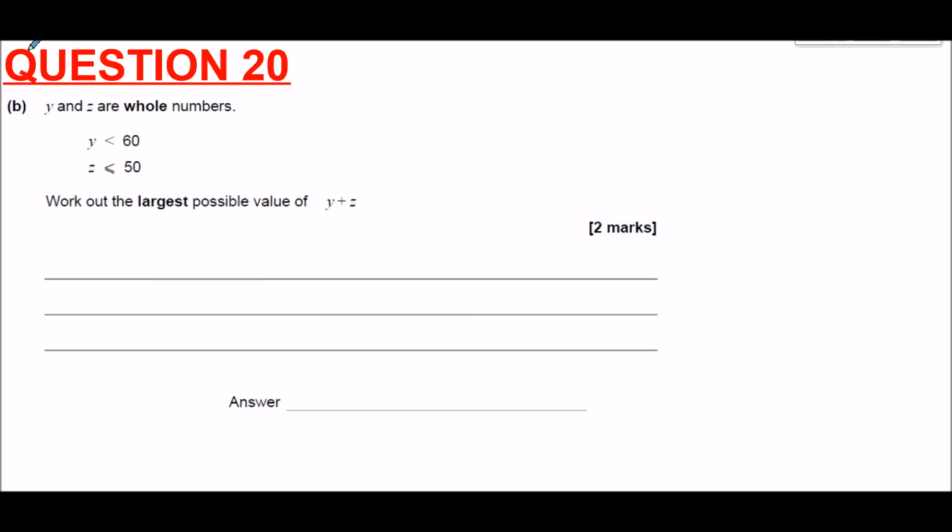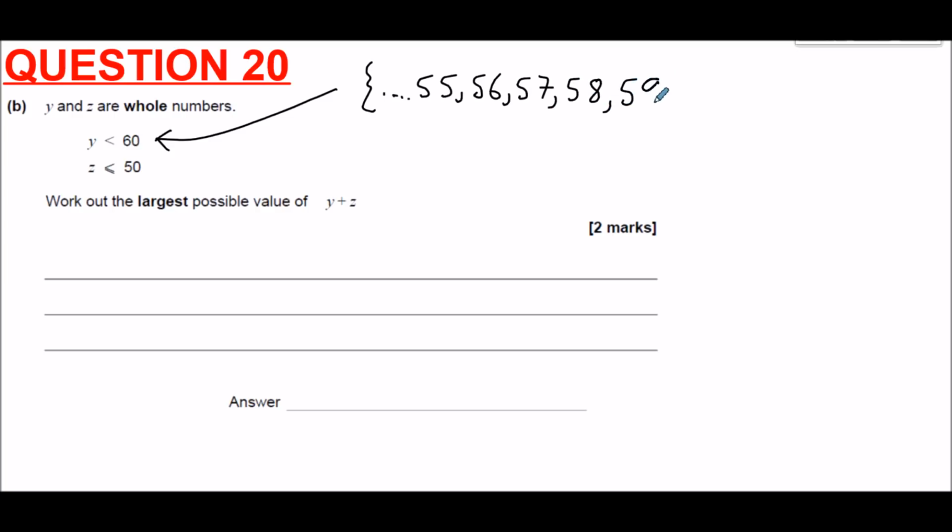Now for part B, we've now got Y and Z. We need to work out the largest possible value of Y plus Z. And so here, we're told Y needs to be less than 60. So Y can be all the way up to 60 without being 60 itself. So it could be 55, could be 56, 57, could be 58, could be 59. But it couldn't be 60.